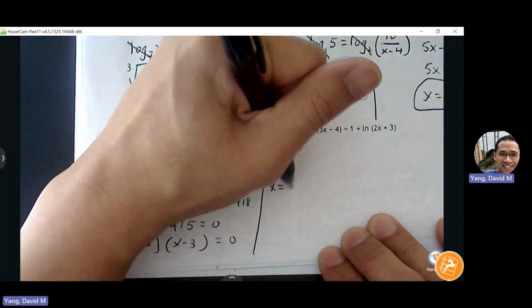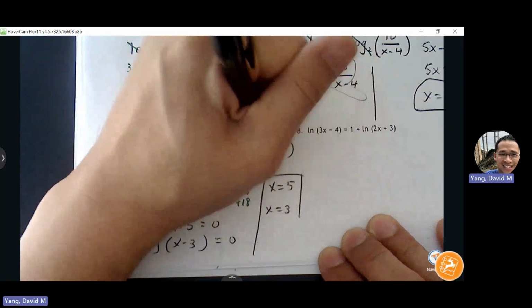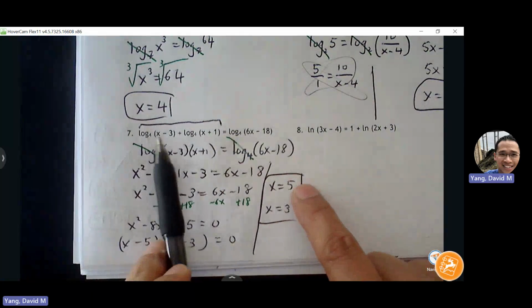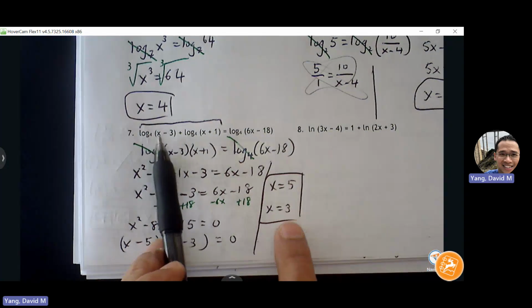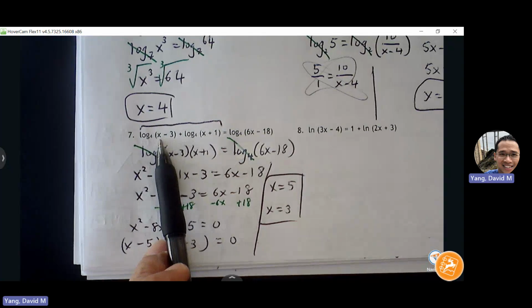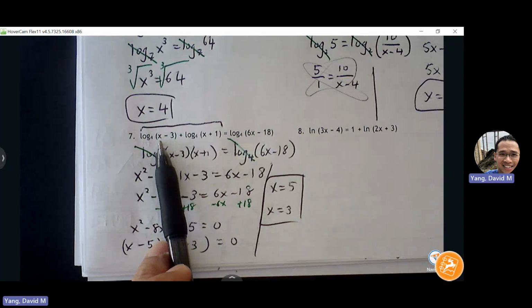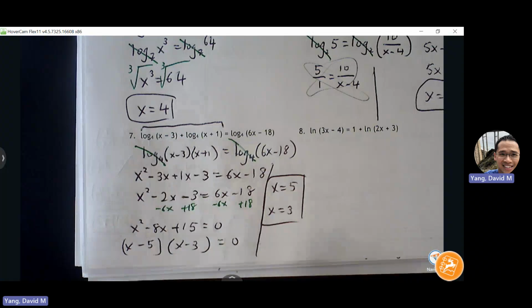Solve for x, I get x equals 5, x equals 3. Let's double check. These should be fine. Is 5 and 3? Oh, actually, is 3 going to give us an issue? Okay, so you see that 3 minus 3 equals 0. Log can only handle positive numbers. I can't have log of a negative number or 0.